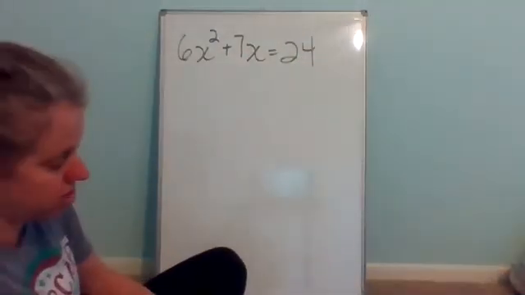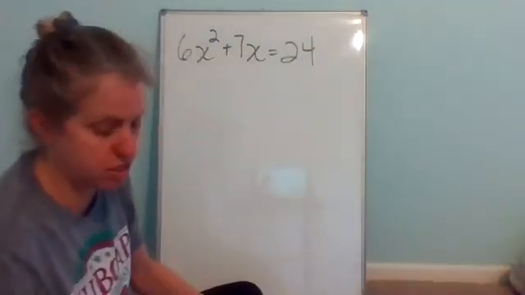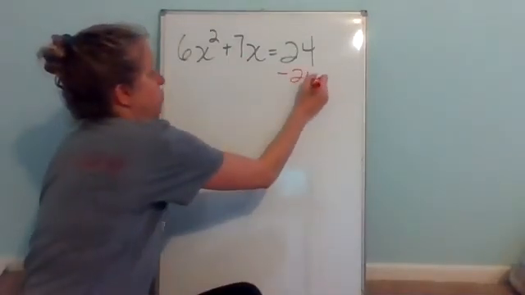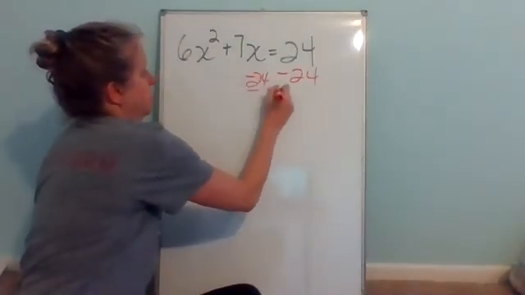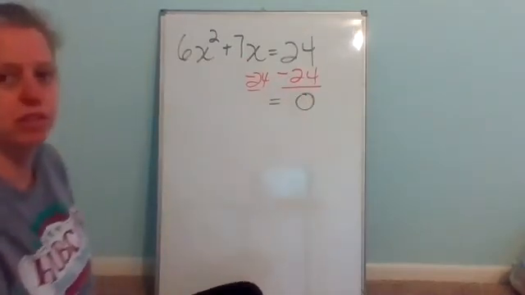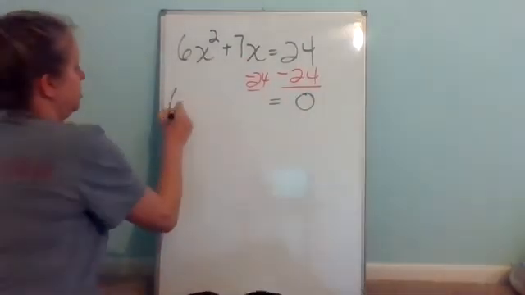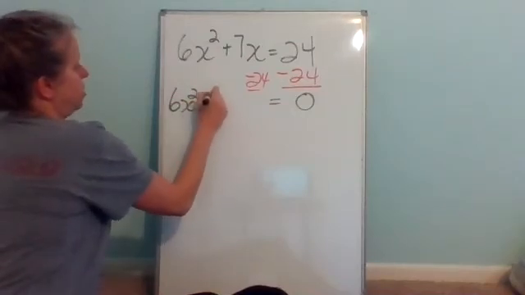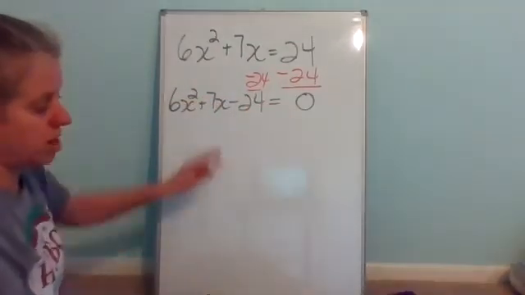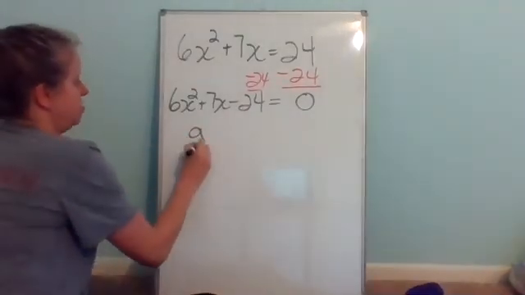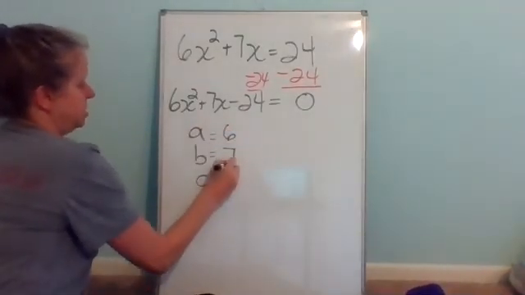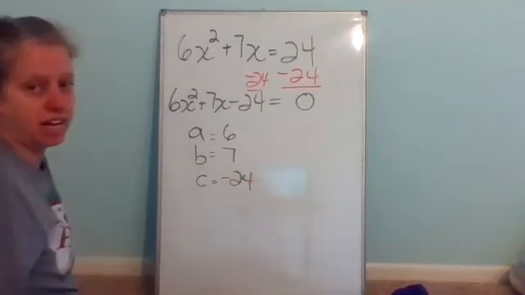So again, before I would do the A, B, and C, the first thing I would have to do would be to move the 24 over by subtracting 24 from both sides. So there's your 0. On the left, you'd have 6x squared, then the plus 7x, and then the minus 24. So there would be your A, B, and C, which would be 6, 7, and negative 24.